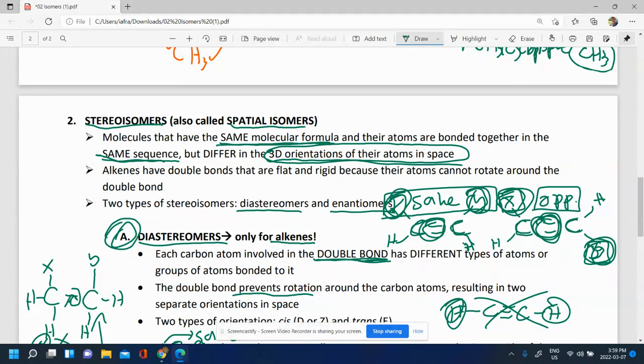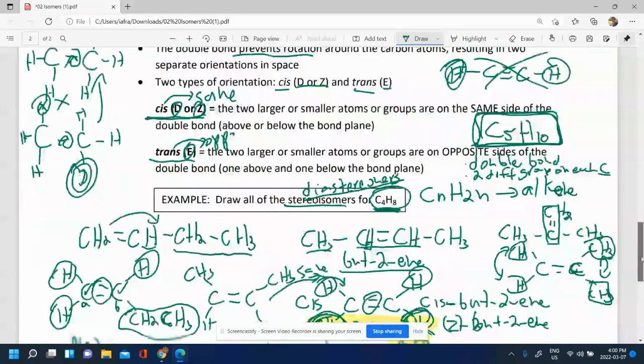The diastereomer is only for alkenes. So when you have the double bond, then you can put the groups on double bonds in different ways. So you can have them both in the same, both above the double bond, or one above and one below. So cis versus trans. And the last type is our enantiomer.